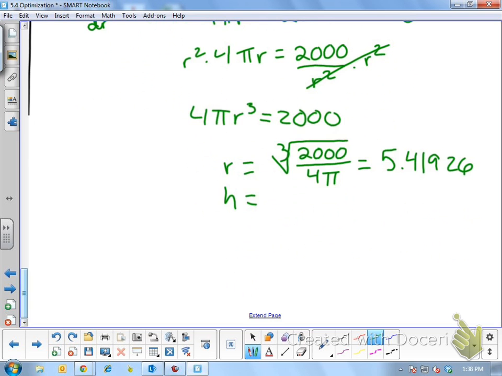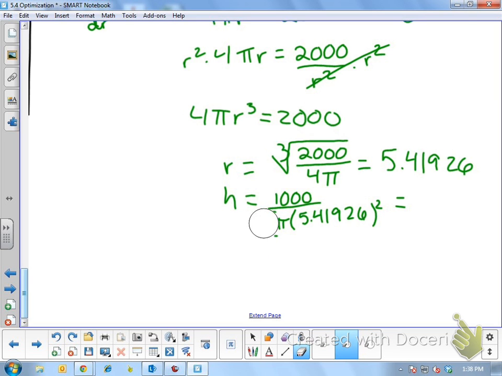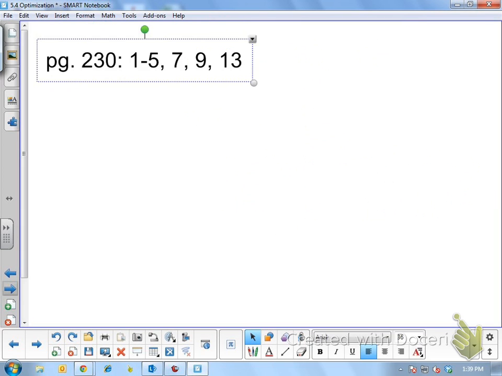So height was 1,000 over pi r squared. 1,000 over pi times 5.41926 squared. Whatever that gives us. We got 10.8385. 10.83. So now we found the height and the radius. So you have about half an hour to do problems 1 through 5, 7, 9, and 13.